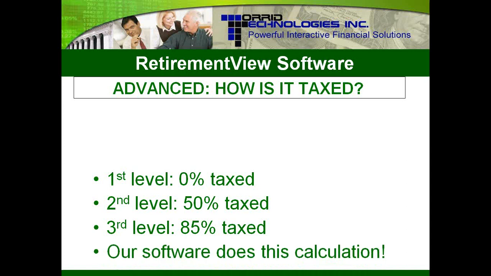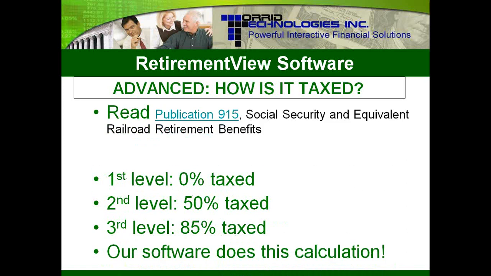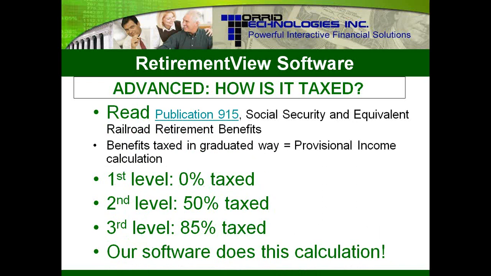Our software does this calculation for you, and this is where I wanted to start actually, but it's okay to talk about it now. This is called the provisional income calculation, and it's found in Publication 915 if you want to read about it. If you don't know anything about Social Security or the taxation of it, that document gives you some working knowledge. I'm sure there are plenty of other resources, but that's right to the source, IRS.gov, Publication 915.